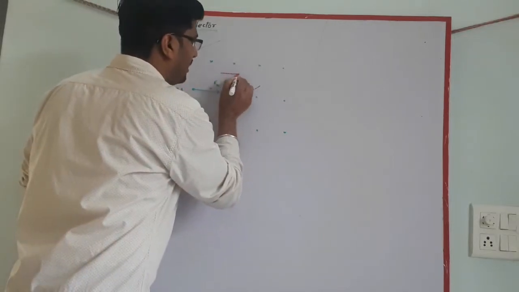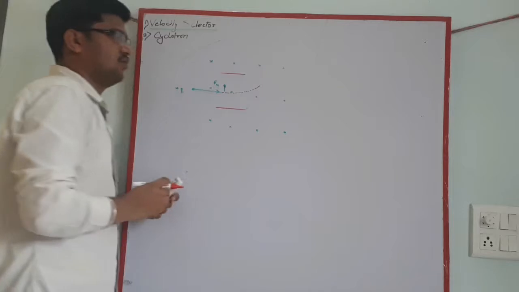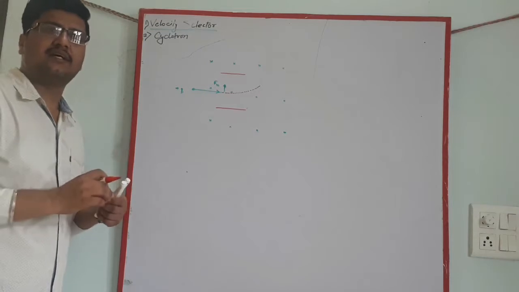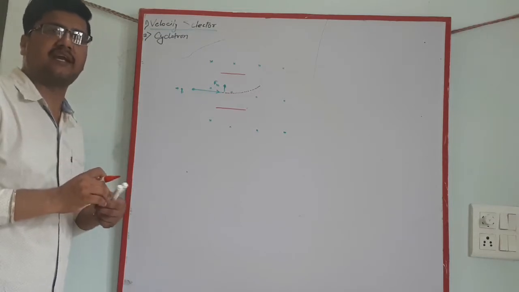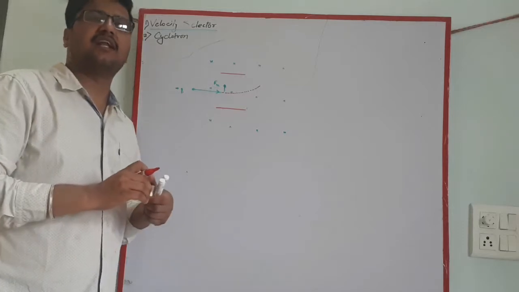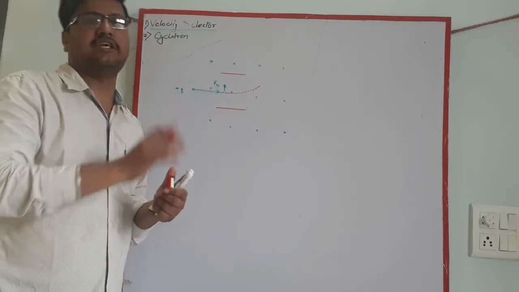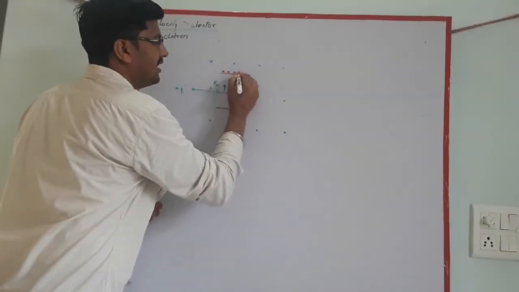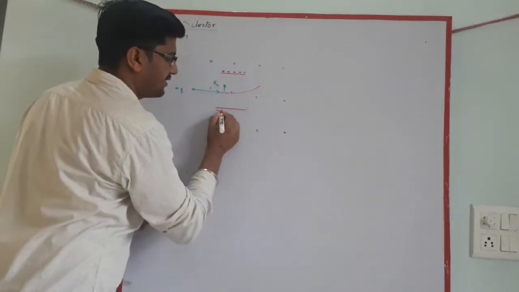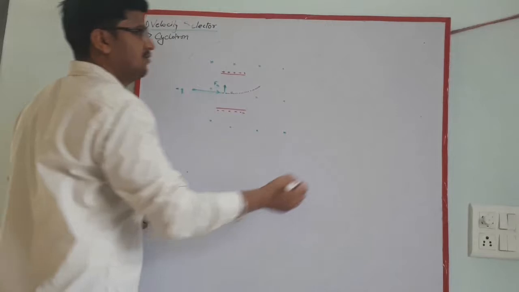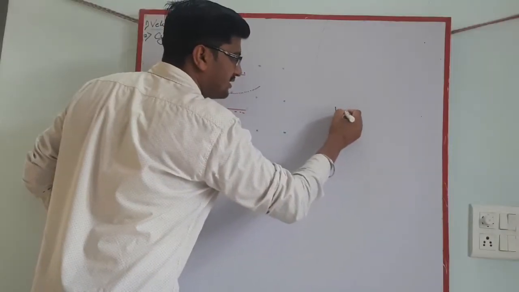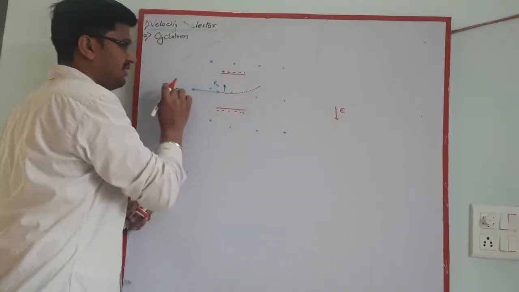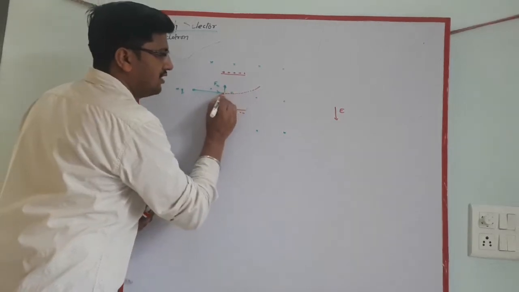So we have an electric field also perpendicular to the magnetic field. In the starting we said that we are having crossed electric field and magnetic field. Crossed electric field and magnetic field means the electric field and magnetic field are mutually perpendicular to each other. So let's say the direction of the electric field is in the downward direction. Because of this electric field, this charge will experience a force in the downward direction.